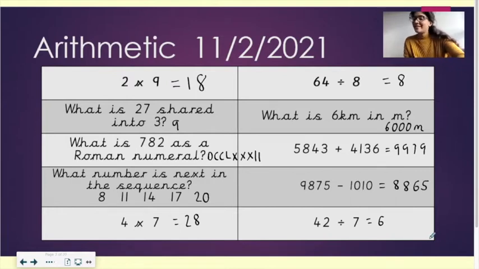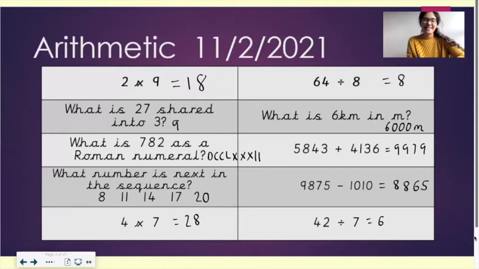Your answers are as follows. 2 times 9 equals 18. What is 27 shared into 3? 9. What is 782 as a Roman numeral? D, C, C, L, X, X, X, I, I.